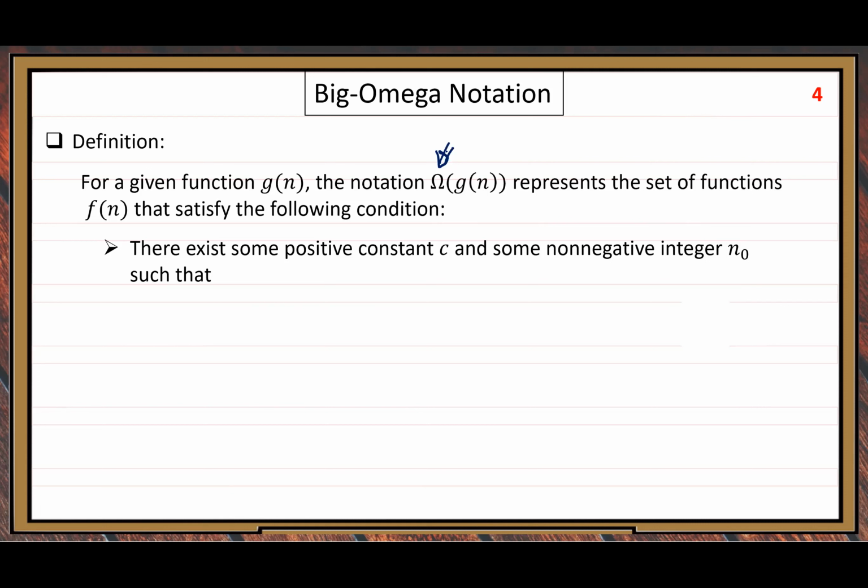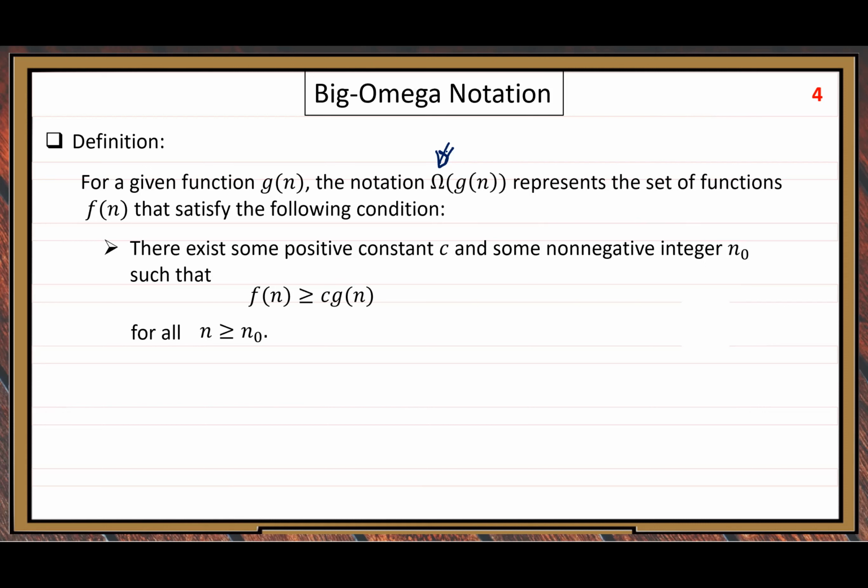Also a constant c, non-negative integer n0, such that this time f of n is greater or equal to c multiple of g of n, for all n greater or equal to n0. Passing that n0 line, the same as before, but just for the lower bound version.